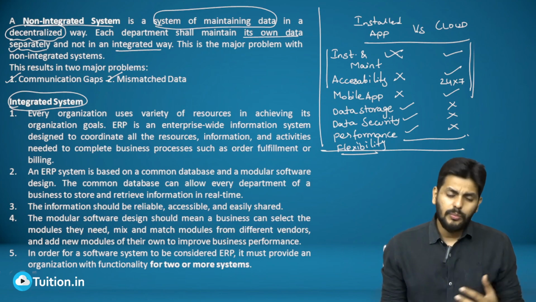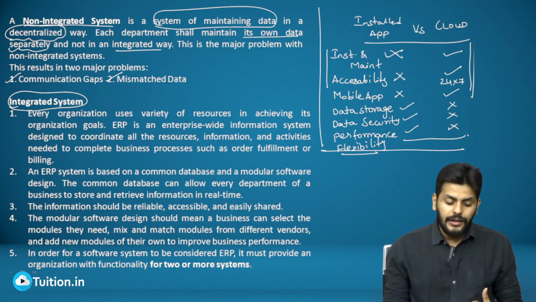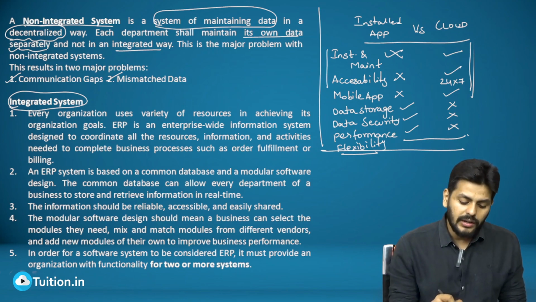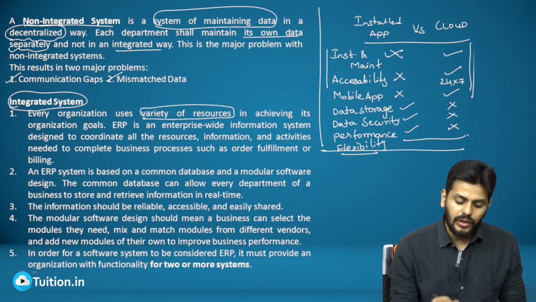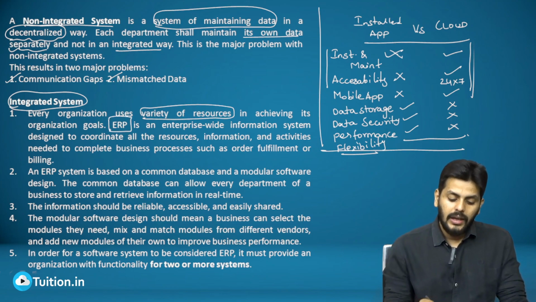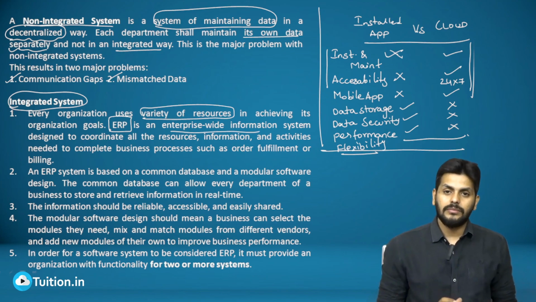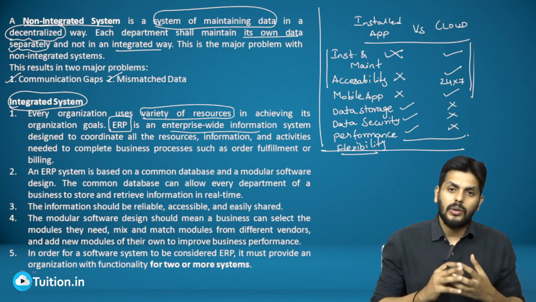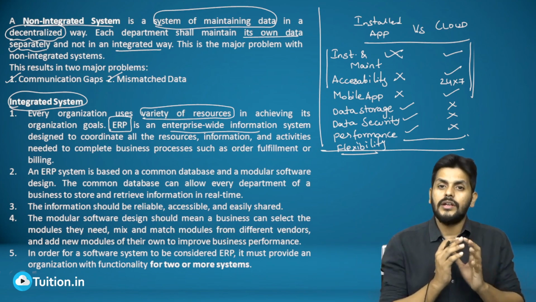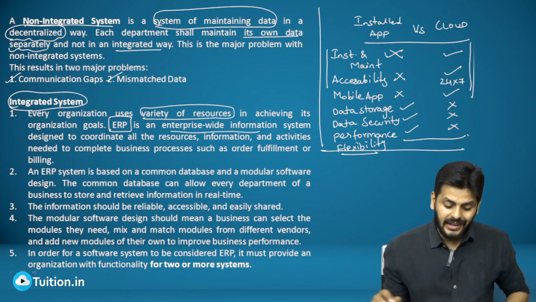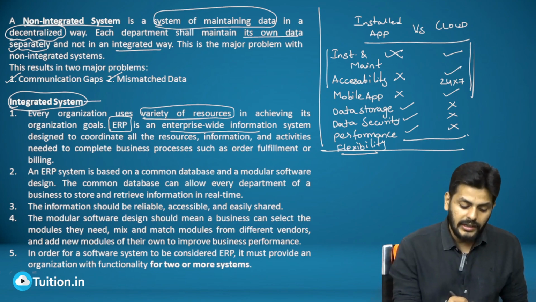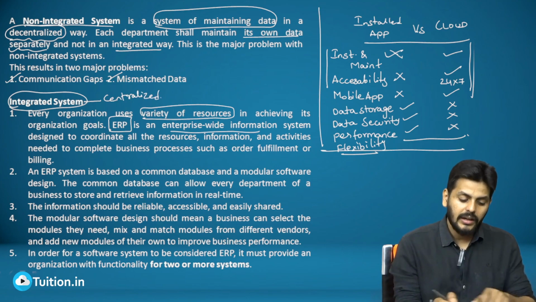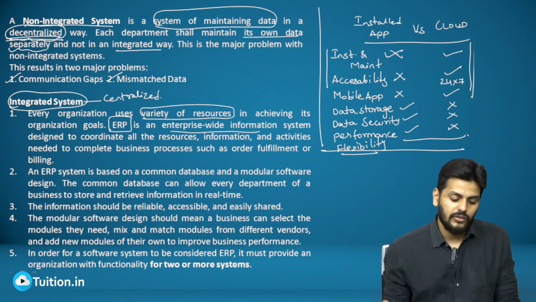Then to avoid the 2 problems in non-integrated systems, we brought in an integrated system, because every organization uses a variety of resources in achieving its goals. ERP, the enterprise resource planning, is an enterprise-wide information system. So you know what an ERP is, right? Finance, marketing, HR, all these modules are brought together under one single software. It's absolutely maintaining data in a centralized manner. So an integrated system goes by centralized data maintenance, whereas non-integrated goes in a decentralized manner.